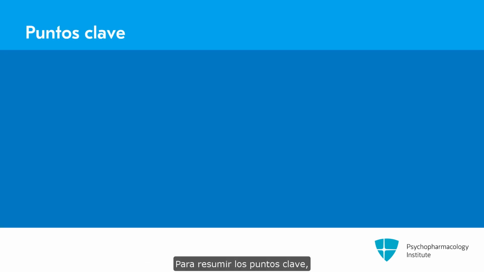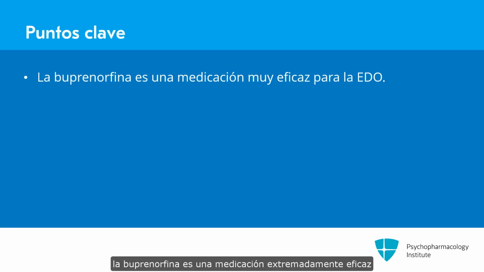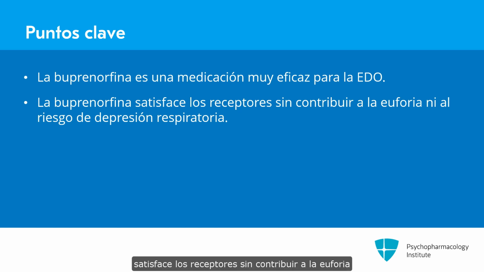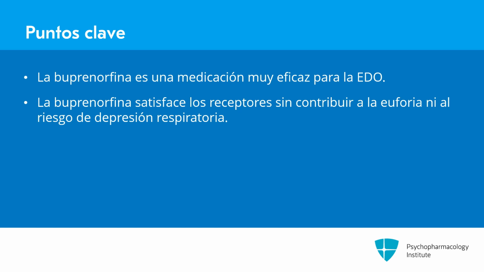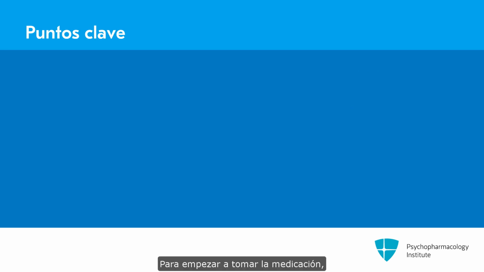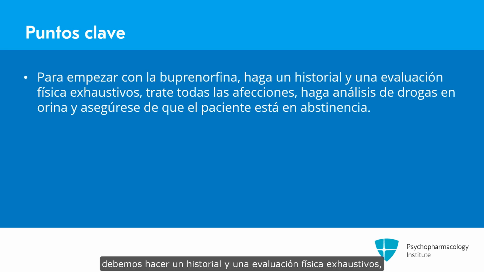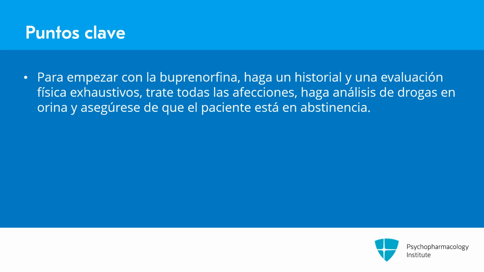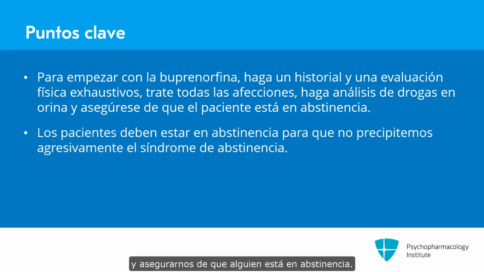To summarize key points, buprenorphine is an extremely effective medication for opioid use disorder. As an opioid receptor partial agonist, it satisfies the receptors without contributing as much to euphoria, as well as the risk of respiratory depression, compared to methadone. In order to start the medication, we should do a thorough history and physical assessment. Treat all conditions, do urine drug testing, and ensure that somebody is in withdrawal. They must be in withdrawal so that we do not very aggressively precipitate withdrawal.